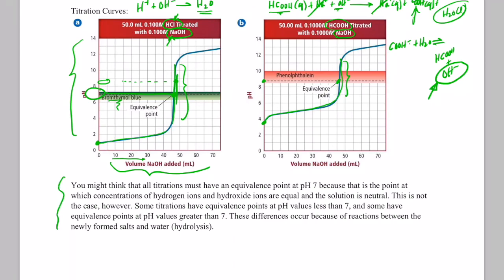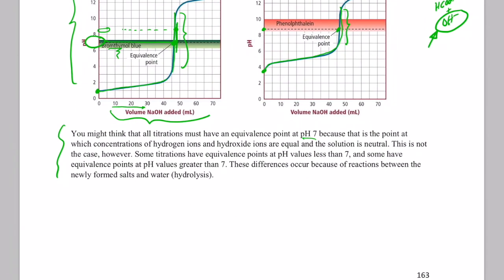Okay, so I just make that statement down here. You might think that all titrations have an equivalence point of 7 because that's the point at which concentrations of hydrogen and hydroxide ions are equal. However, that's not the case. Some titrations have equivalence points at pH values less than 7. Some could be greater than 7. These differences occur because we have a reaction between the newly formed salt and water, and we call that hydrolysis.